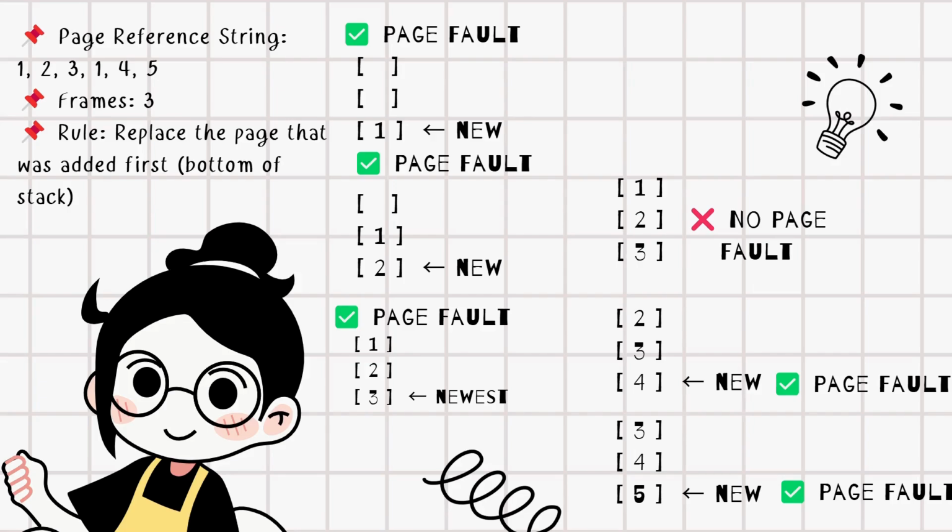That's FIFO in action, straightforward and consistent, but not always the smartest.